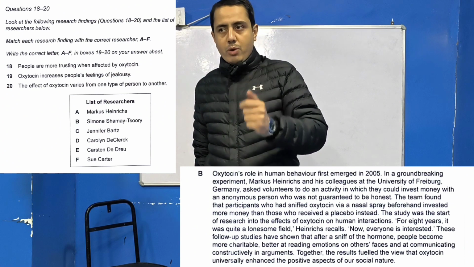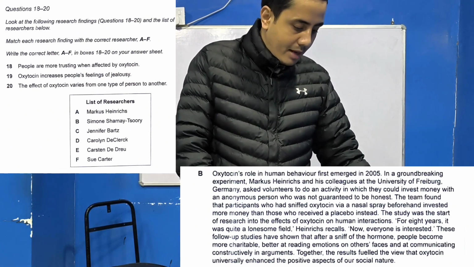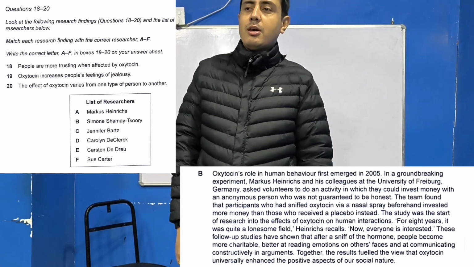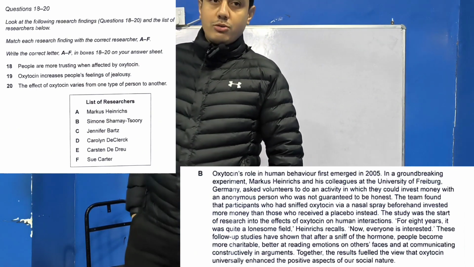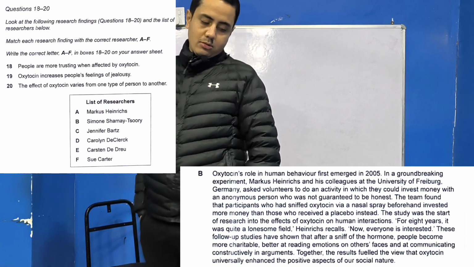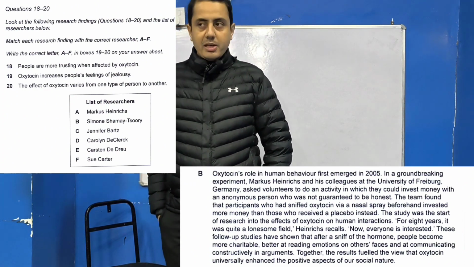Doesn't that mean what number 18 is saying? People are more trusting. People trust strangers with money when they take oxytocin. So 18's answer must be number A, because Marcus Heinrichs did this research.